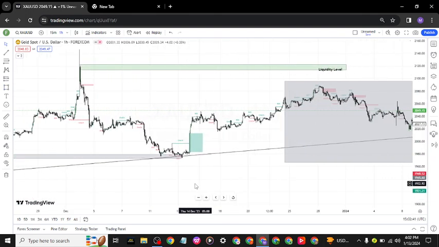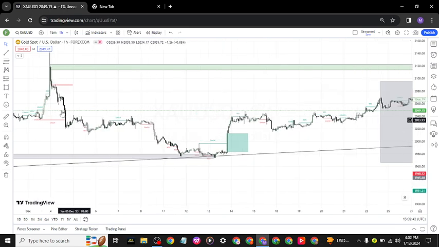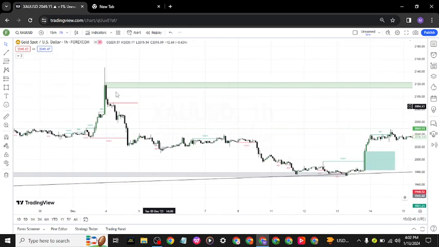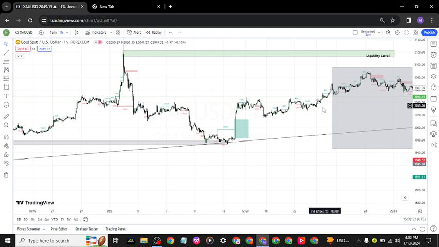What you have to do is mark out this order block and this high level here. Since the market has not yet formed this side, I will wait for the market to reach this liquidity level, or I'll wait for it to reach this order block here.